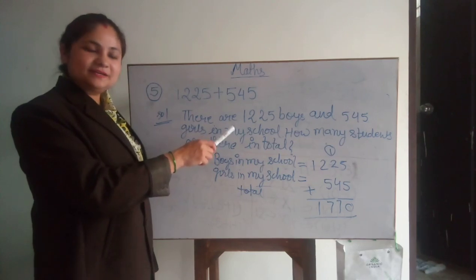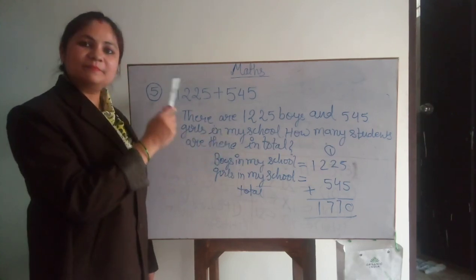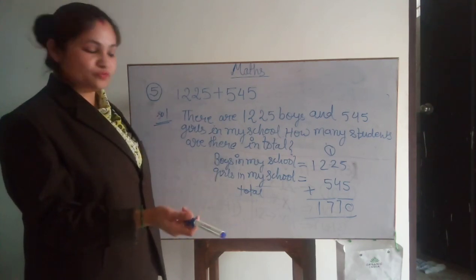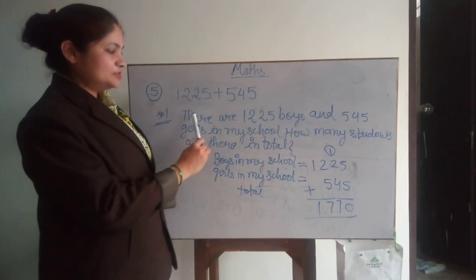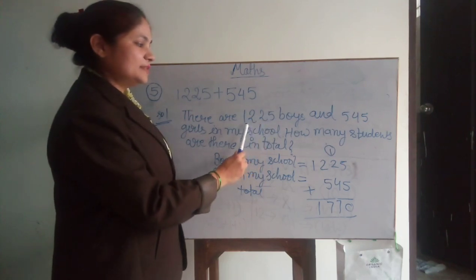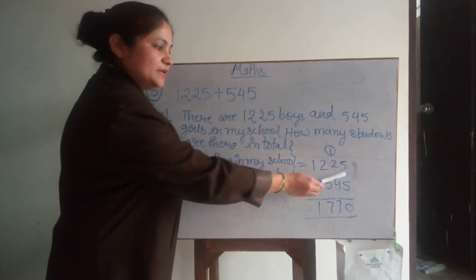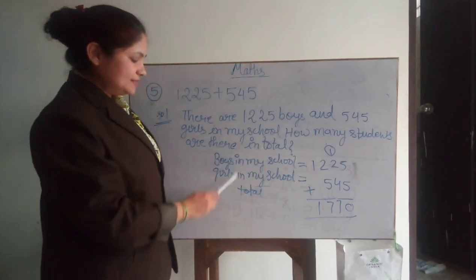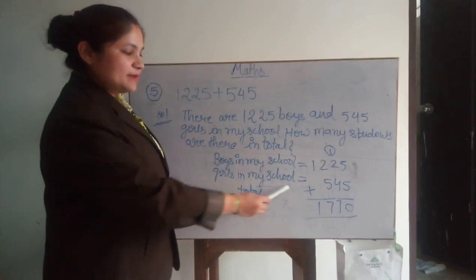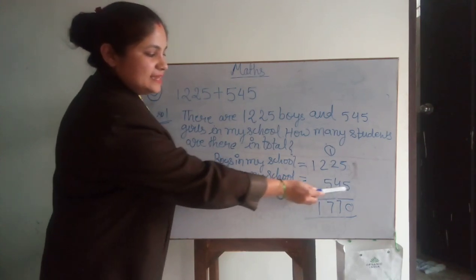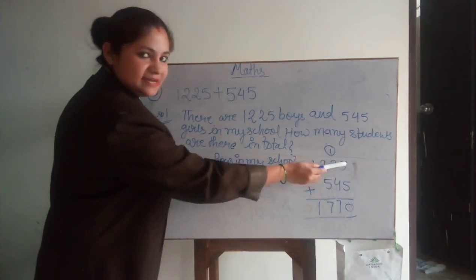I just made it in this way, and you can make it in your way. Okay, now I have to make the sentences so easy. Boys, because it is written over there, there are 1,225 boys. So I have written boys in my school. These many boys are there, so I have written. Then in the second line, girls in my school, so 545. And obviously it is a 3-digit number, it is a 4-digit number.